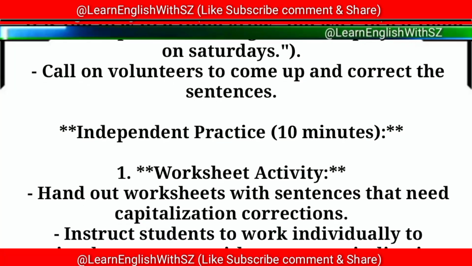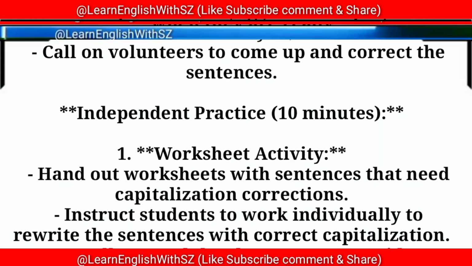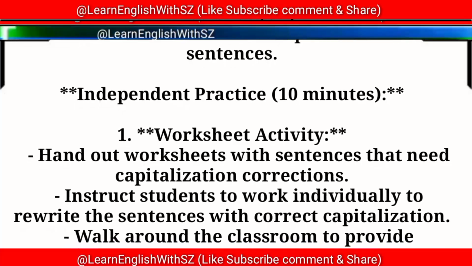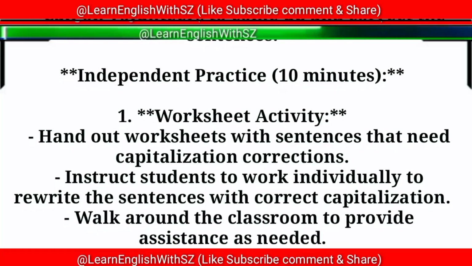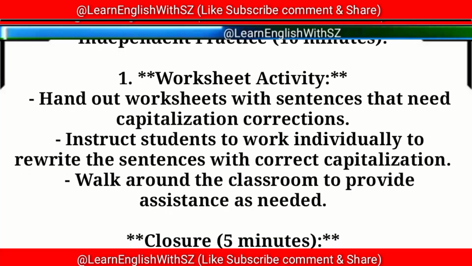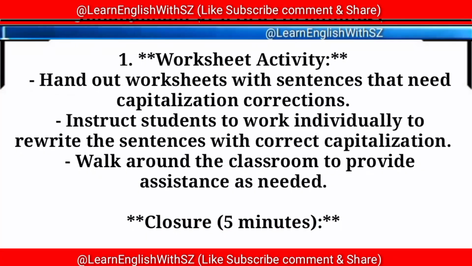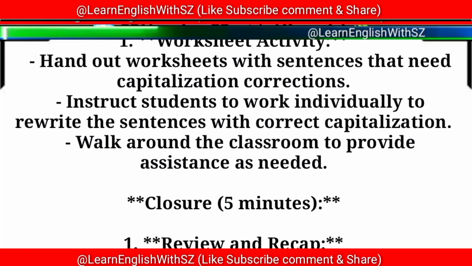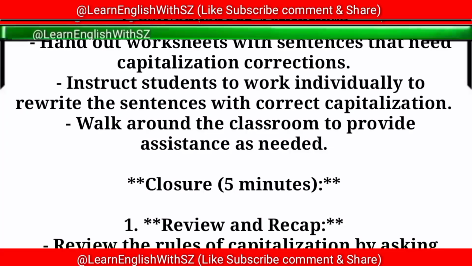Independent practice, 10 minutes. 1. Worksheet activity. Hand out worksheets with sentences that need capitalization corrections. Instruct students to work individually to rewrite the sentences with correct capitalization. Walk around the classroom to provide assistance as needed.